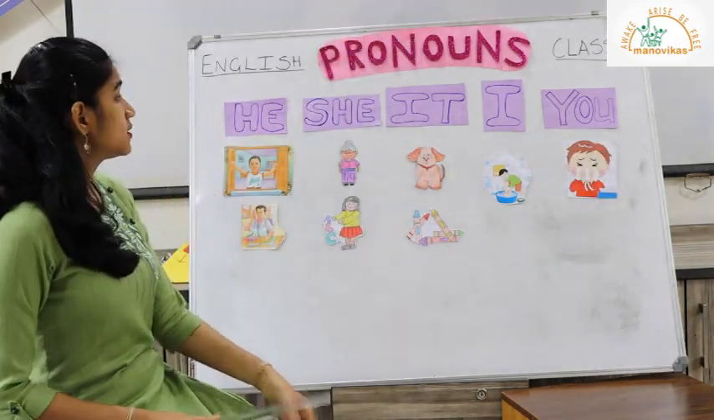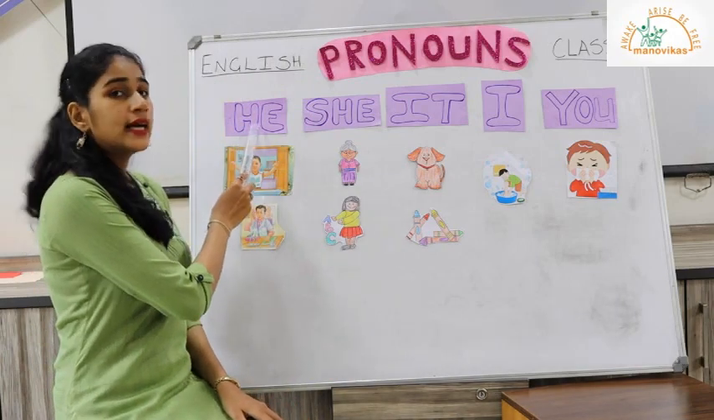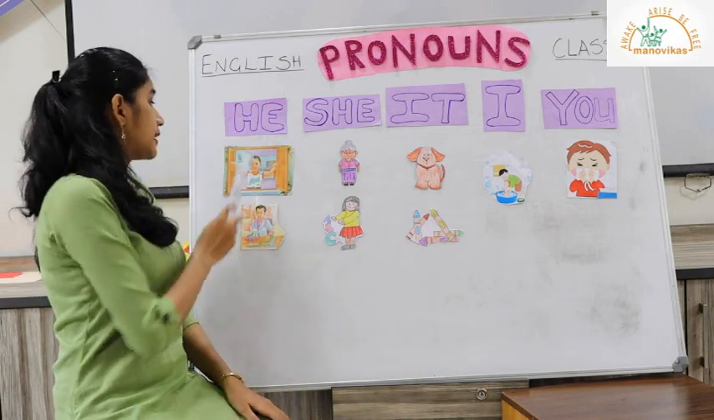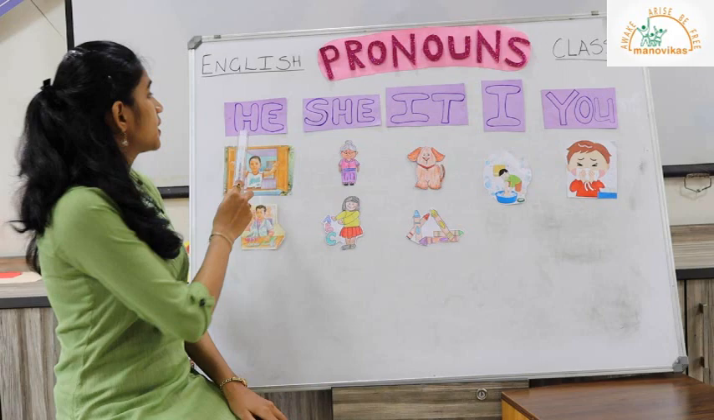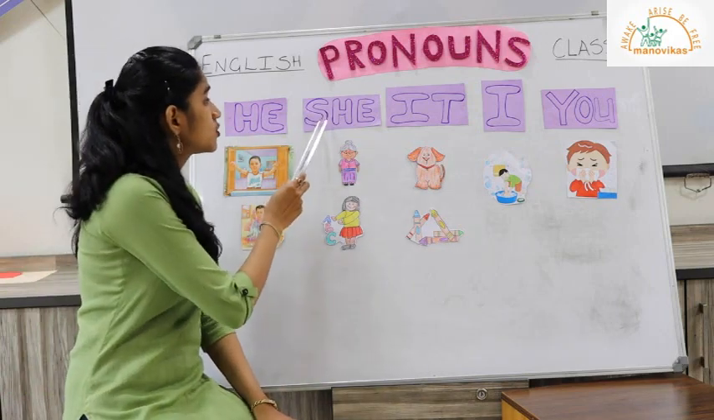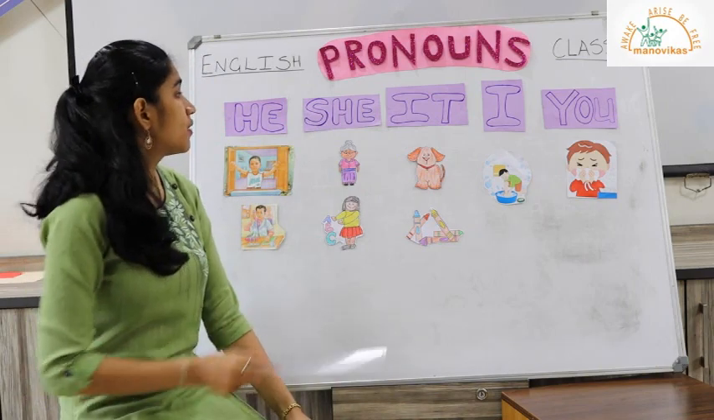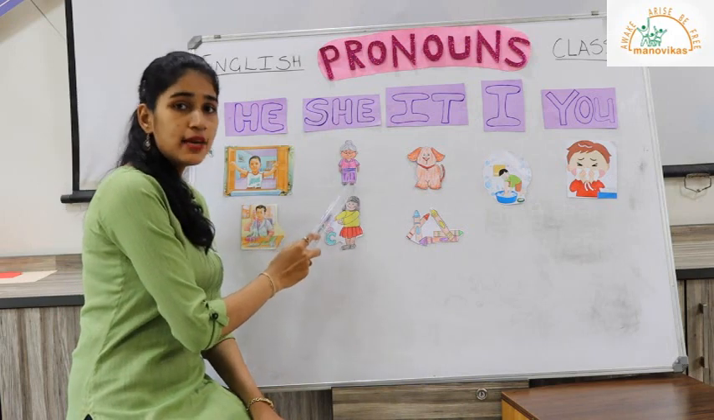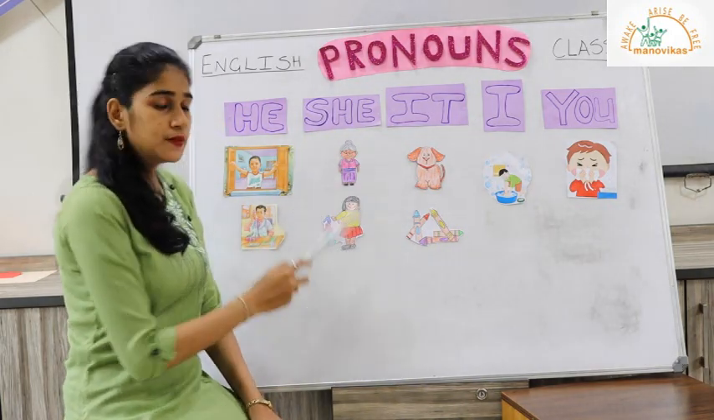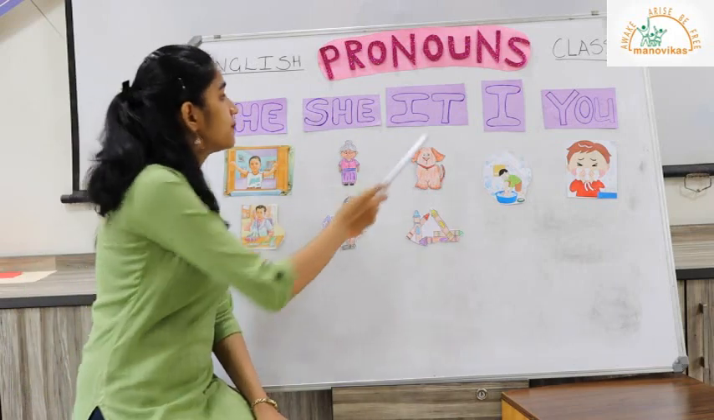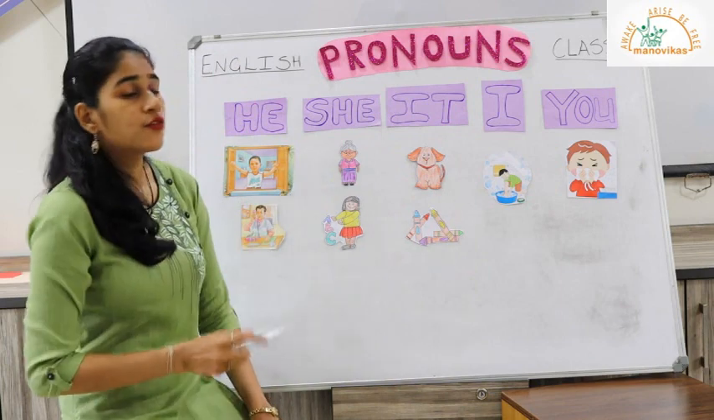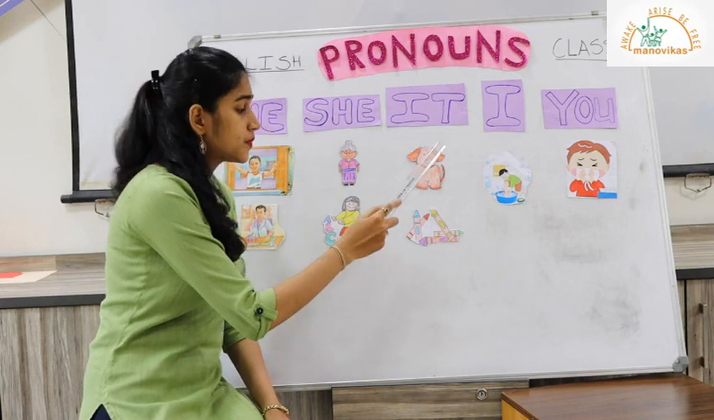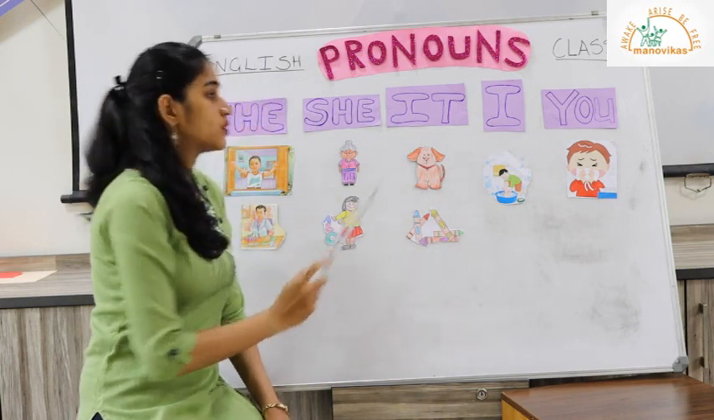Let's go back over our pronouns. We use the pronoun he, H-E, he, when we refer to boys or men. Like this boy and this doctor, he. We use the pronoun she, S-H-E, she, when we refer to girls or women. Like this, grandmother, girl. So we use she. We use the pronoun it for animals and things. Like this puppy, or like these crayons.